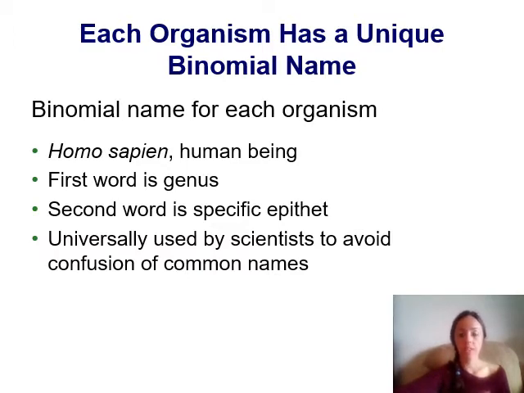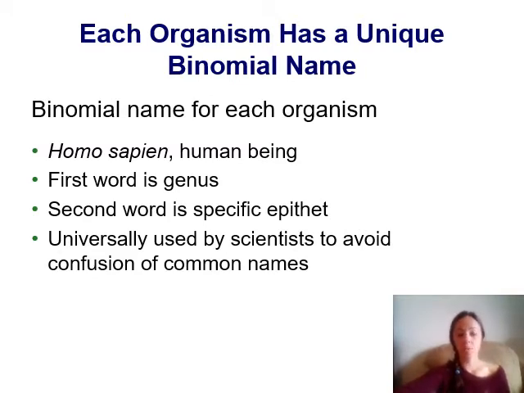There's no other living species today that is within the genus Homo. Generally, ancestral humans are a part of this genus. And the second word, the species name, is going to be a specific epithet for that species. So sapien in Latin means wise, so we are considered to be wise animals.